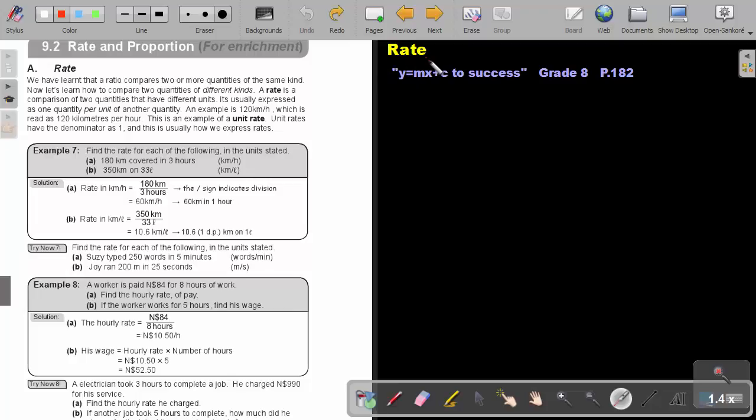Part 6. Rate. You will find this on page 182 in the Namibian Mathematics Grade 8 textbook, y equals mx plus c to success. Rate.